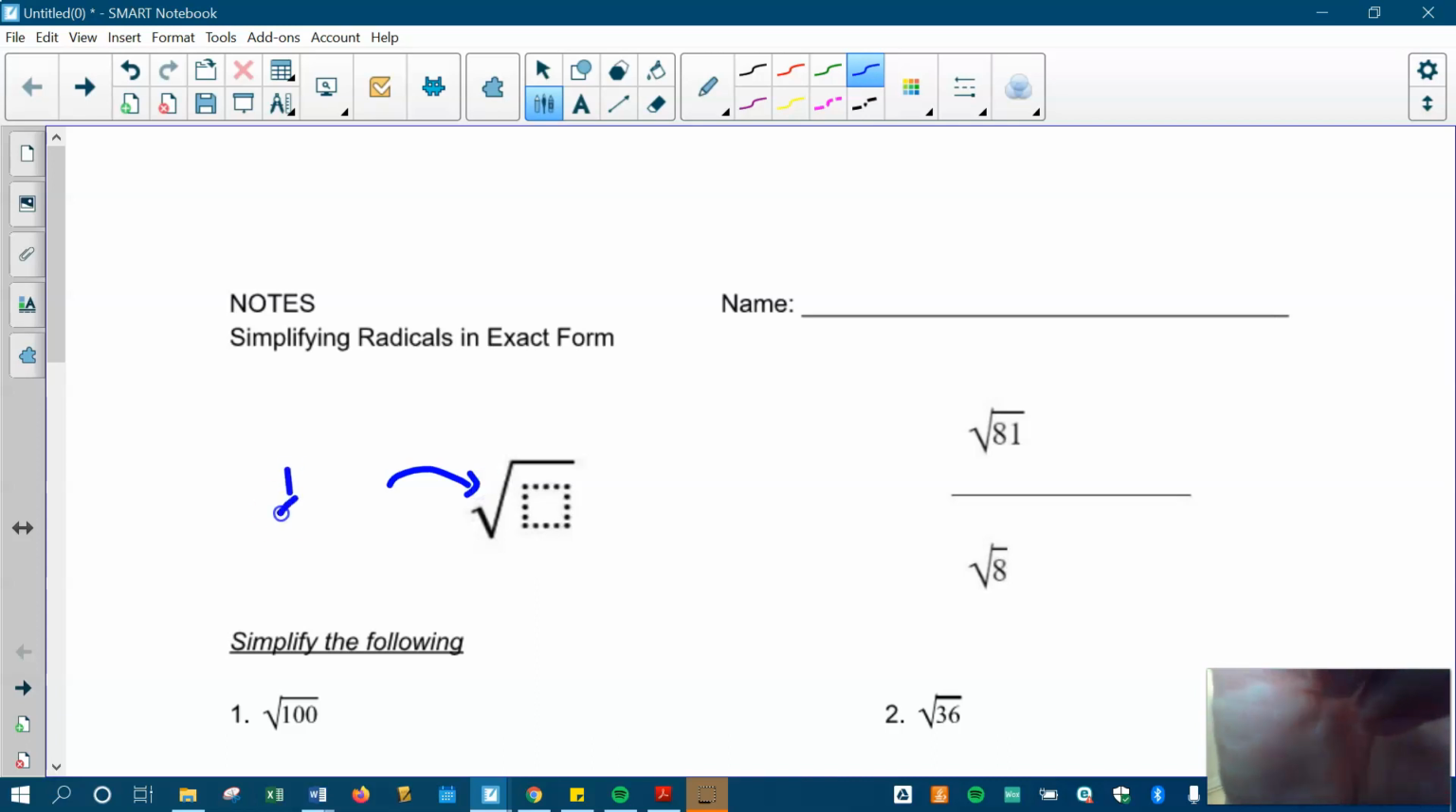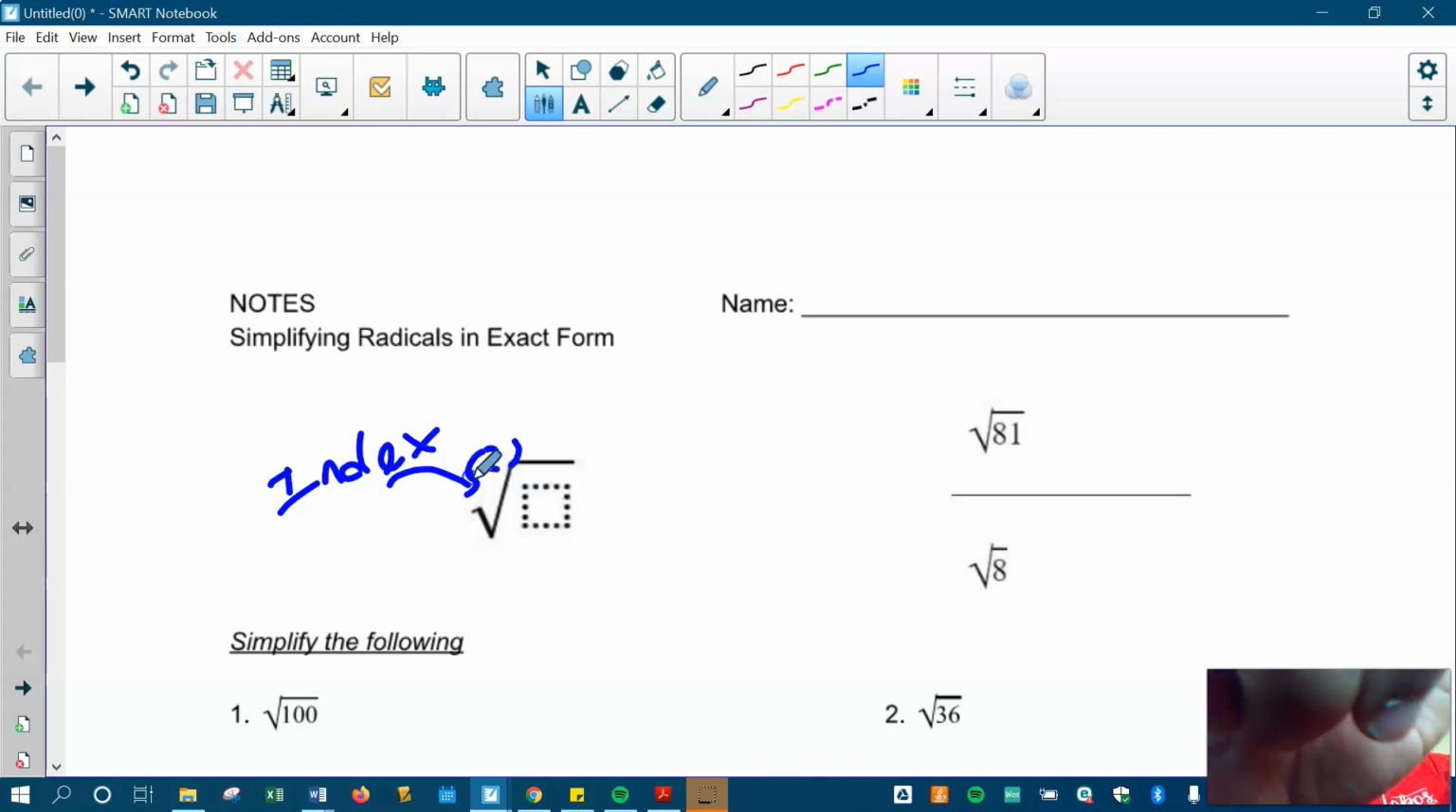This thing inside the tail is going to be called an index. If there is no number written there, it's a 2. But you'll see later on in classes that that index could change to a 3, 4, 5, whatever you want.